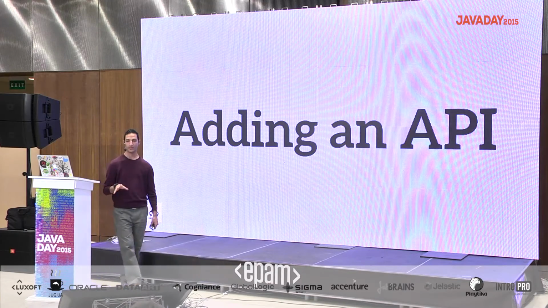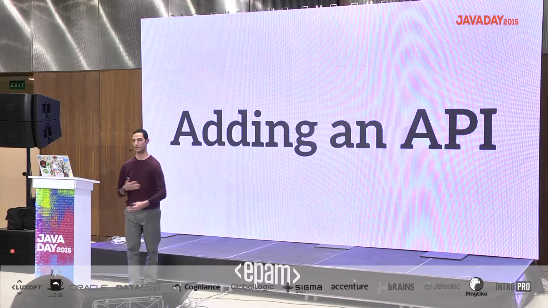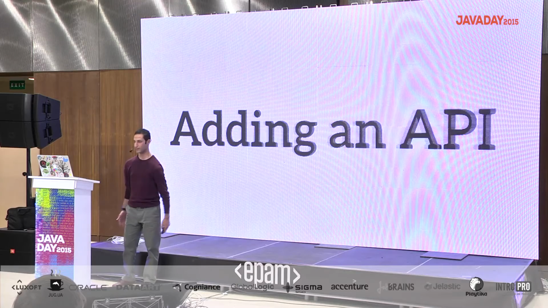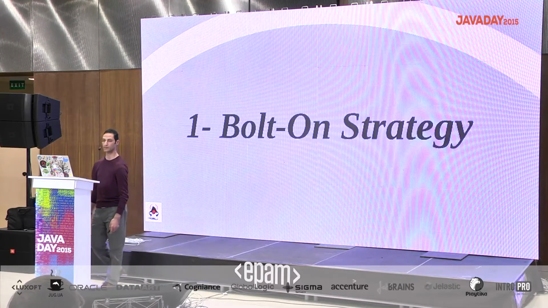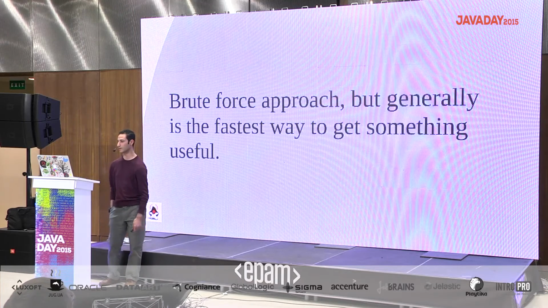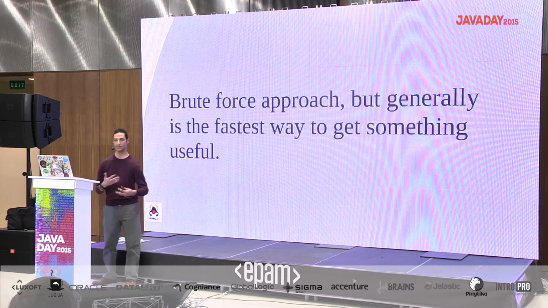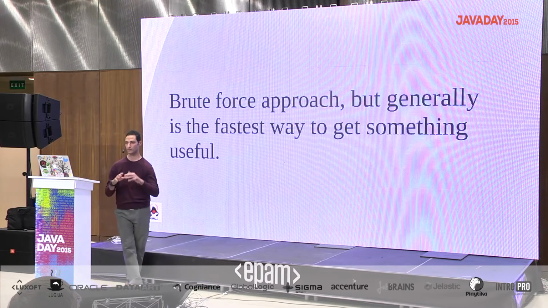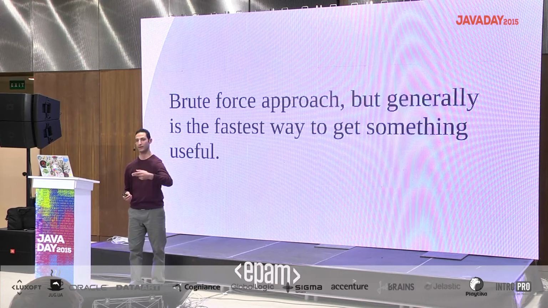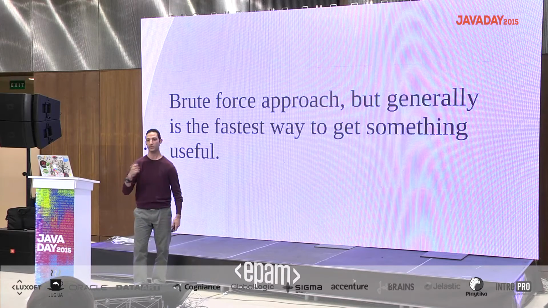Let's now see the strategies that we are going to use. I have a system, either a new system or a legacy system. I need to add my RESTful APIs. Okay, the first one is the bolt-on strategy. The bolt-on strategy is a brute force approach, but generally is the fastest way to get something workable. You already have a system and you just expose your services and enhance it on the fly. This is the best way to get the business up and running in a fast way.